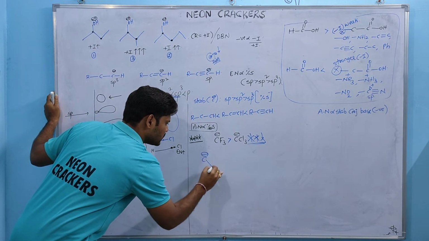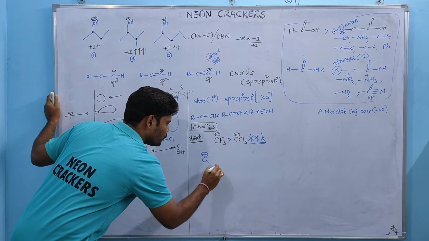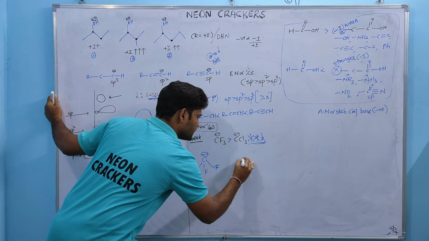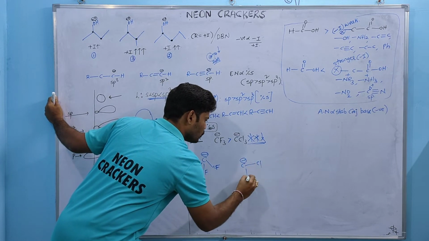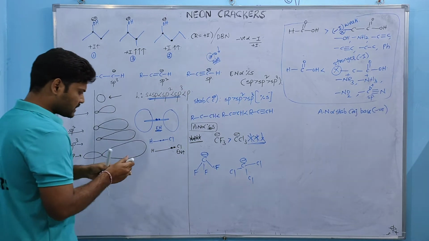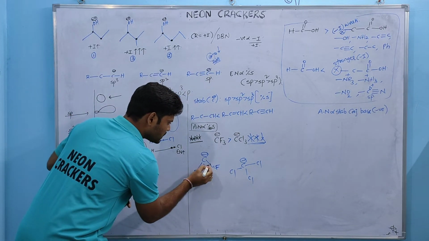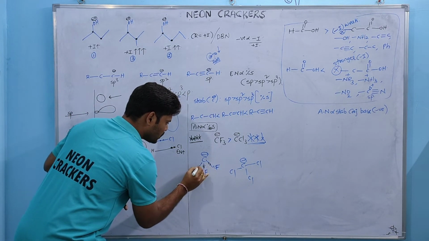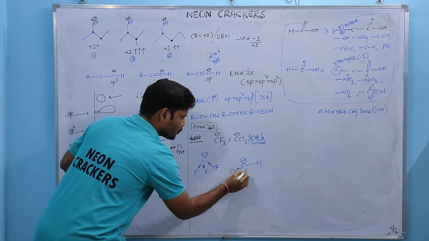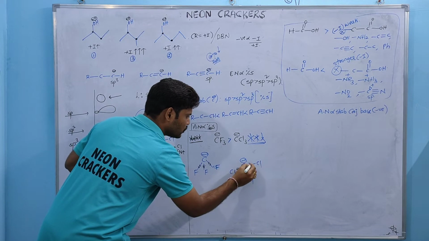C⁻ with fluoro. Next one is C⁻ with chloro. Of course, here the inductive effect: which is having the stronger inductive effect? This one, fluoro, because of elemental electronegativity. Fluoro is greater than chloro, that we know already.